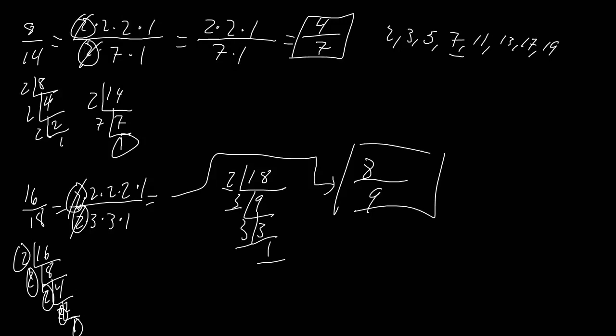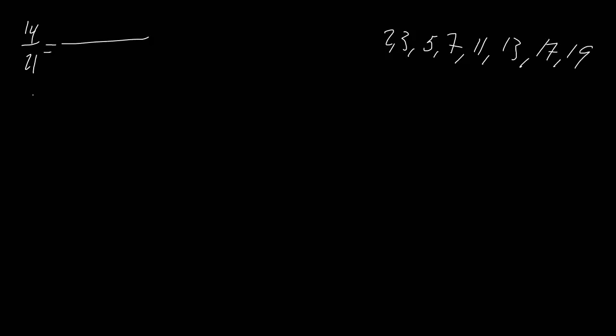I've got time for maybe 2 more problems. Let's do 14 over 21. Okay, here are our primes: 2, 3, 5, 7, 11, 13, 17, and 19. So 14. 14 is not a prime. We know 14 is an even number, so 2 will go into 14 7 times. 7 is already a prime number. 7 will go into 7 one time. So 2 times 7 times 1.